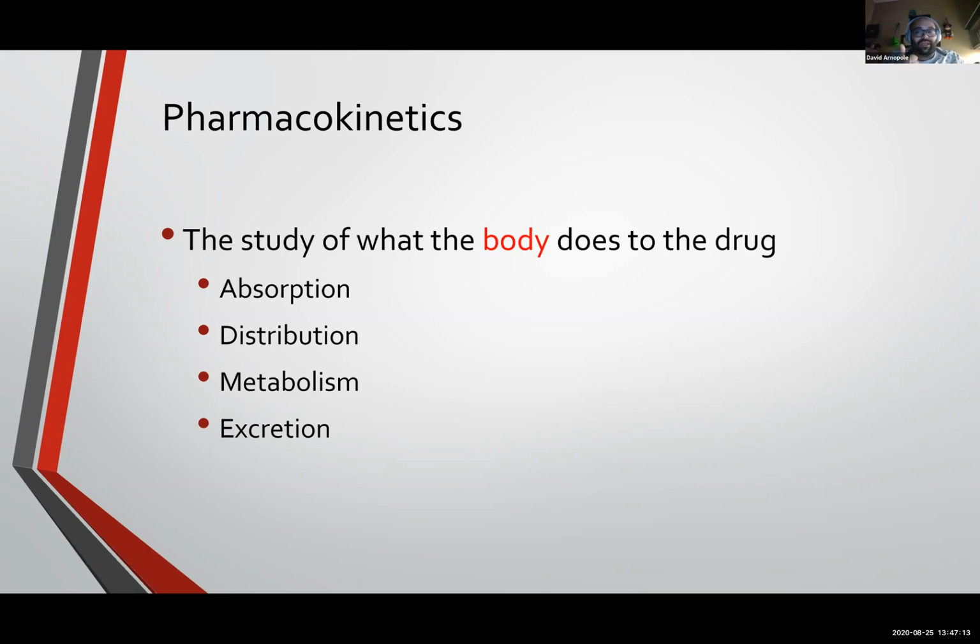So absorption is how we get into the blood. Distribution is how we move to specific tissues. Metabolism is changing of the drug, and then excretion is elimination of the drug from your body.